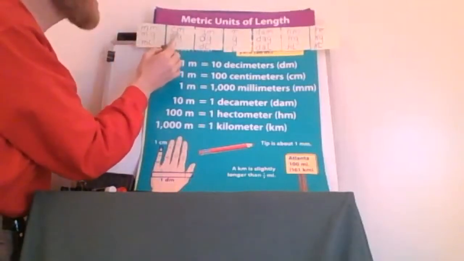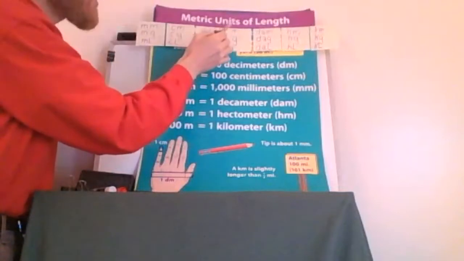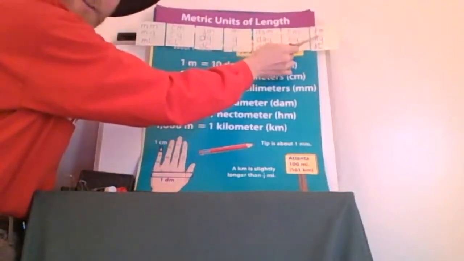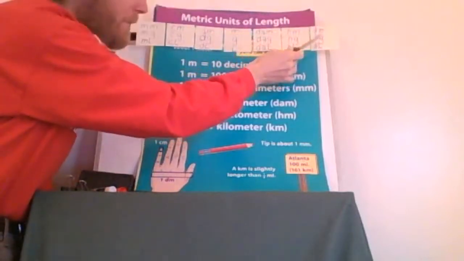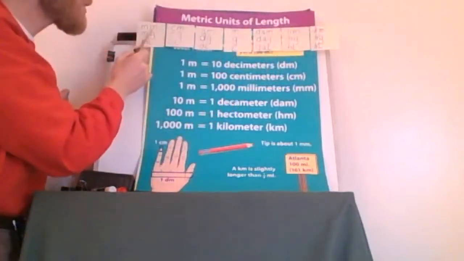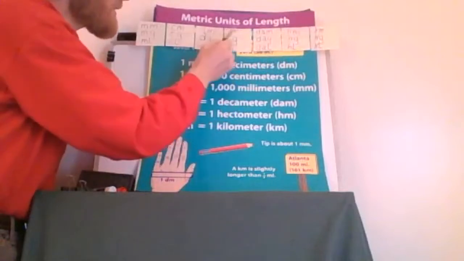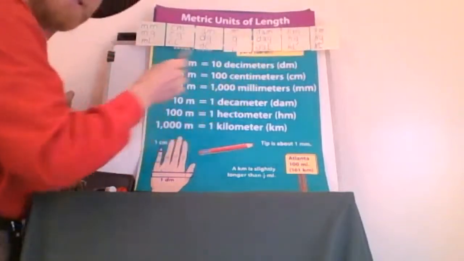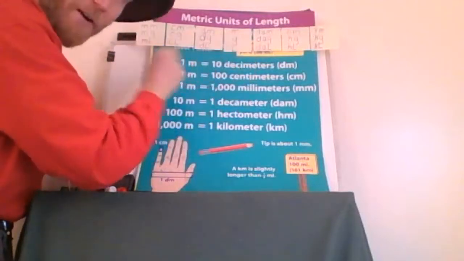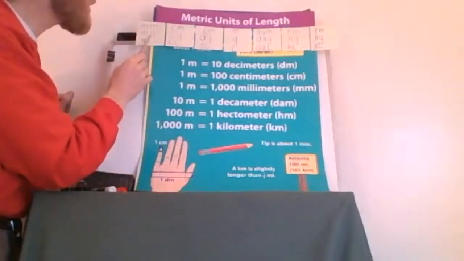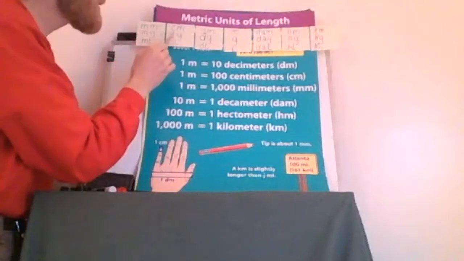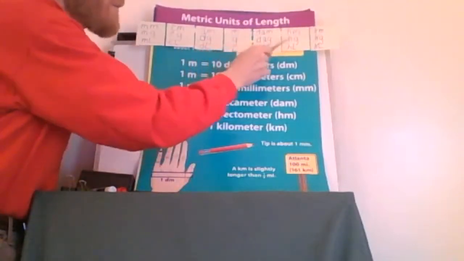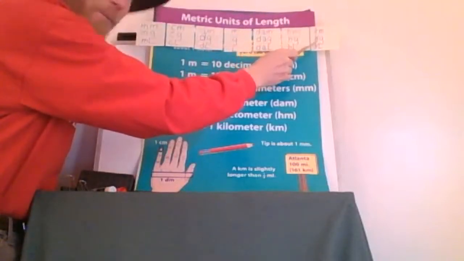Millimeter, centimeter, decimeter, meter, decameter, hectometer, kilometer, or kilometer. Two ways of saying that one. From smallest to largest: milli, centi, deci, unit, deca, hecto, kilo. You should have that memorized very well. Then we have mg, that means milligram, centigram, decigram, gram, decagram, hectogram, kilogram, okay?